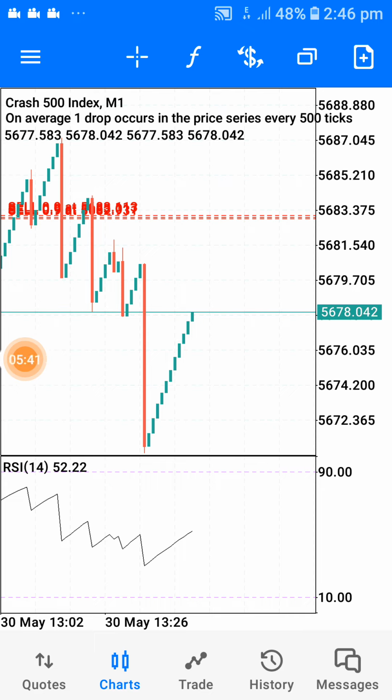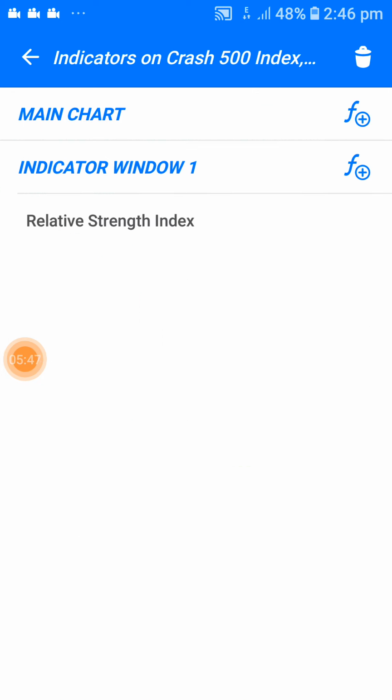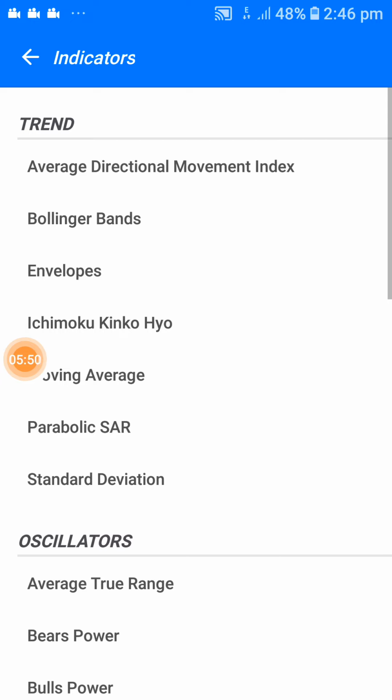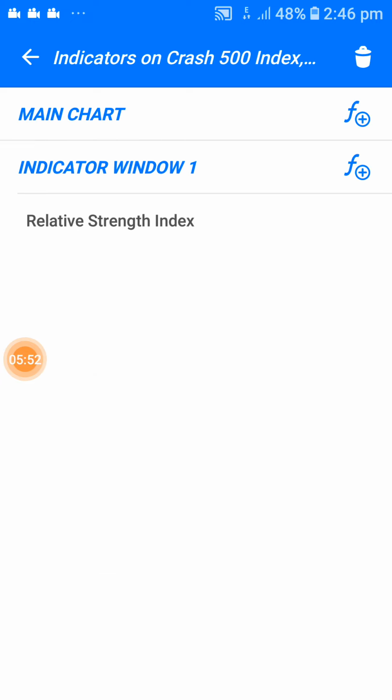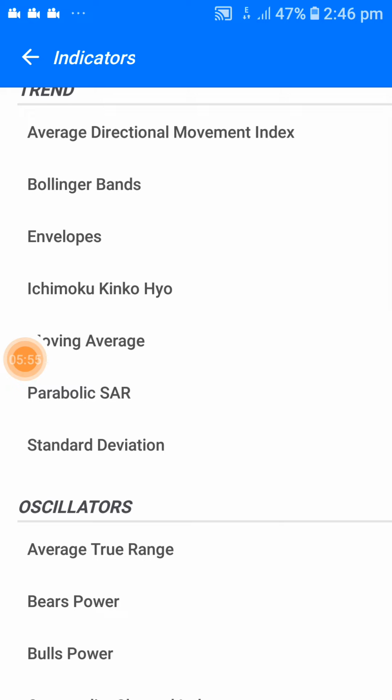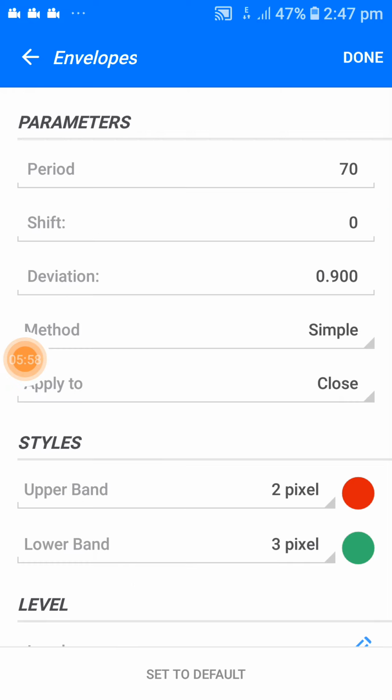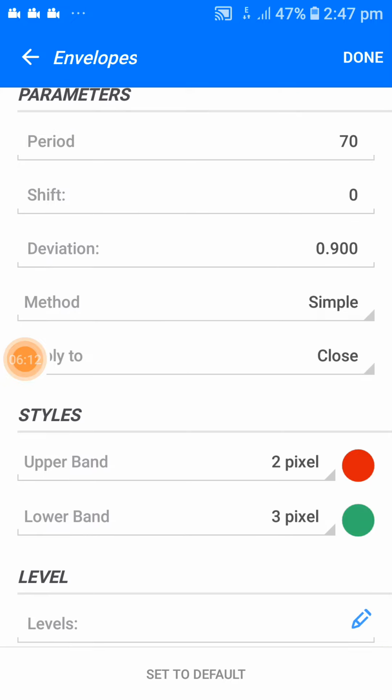Now the next indicator I'm looking for is in indicator window one, Envelopes. I see the envelope. You can see my period is 70, shift zero, deviation 0.900, method simple, apply to close. You can see the style: upper bound 2 pixels, lower bound 3 pixels.